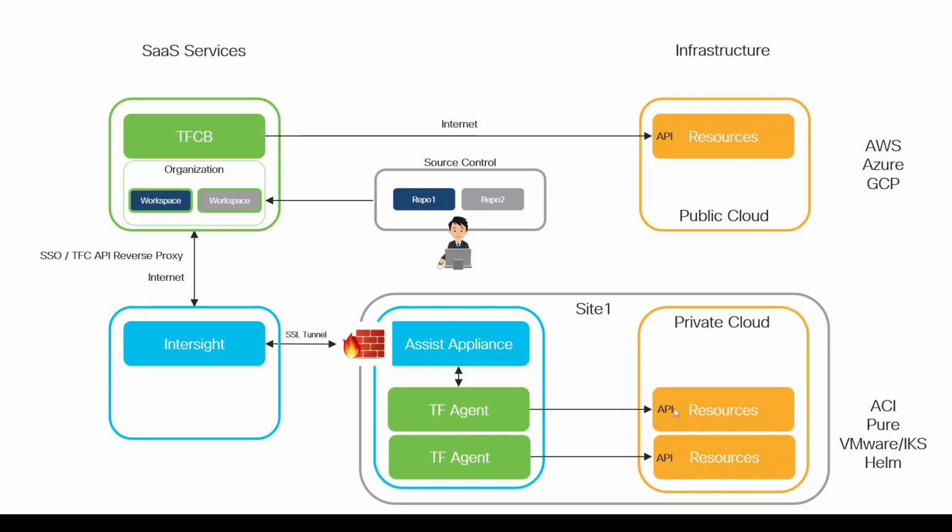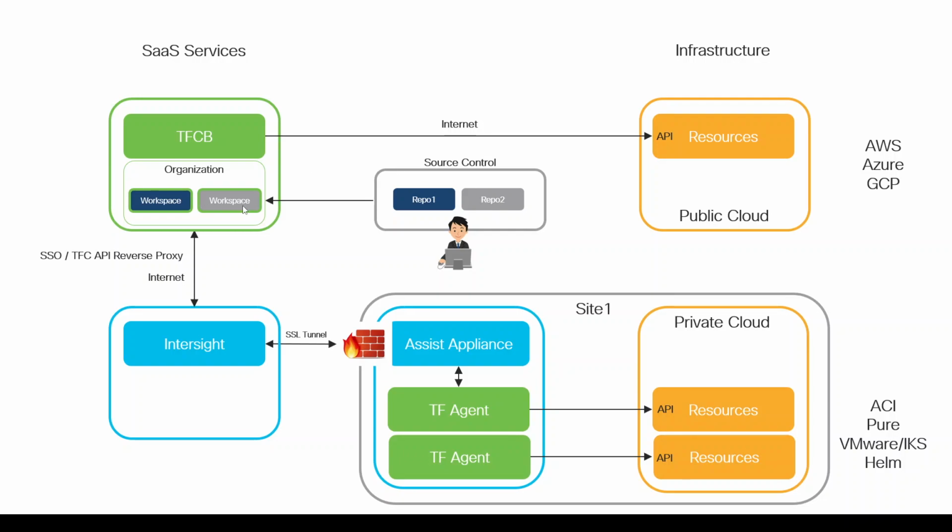And so this orange box maybe represents the APIC for the ACI fabric. Whereas repo 2 is where your storage team might be uploading Terraform code to create volumes and such on a Pure storage array. So you would then connect repo 2 to a totally separate workspace.